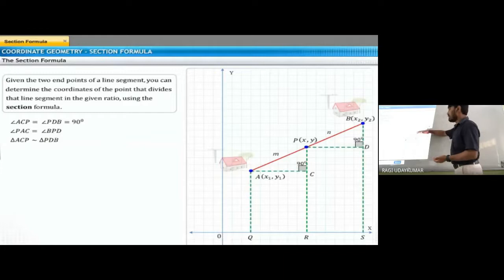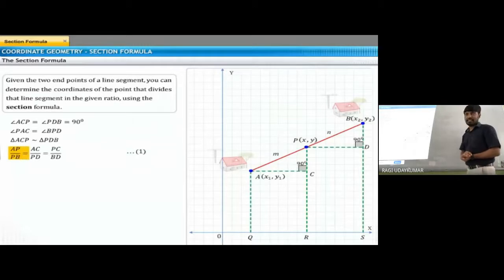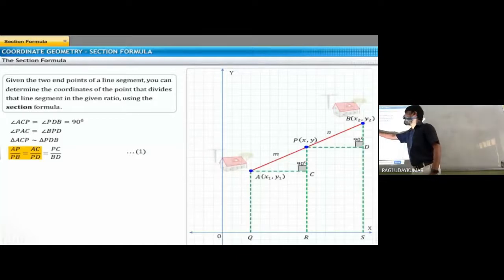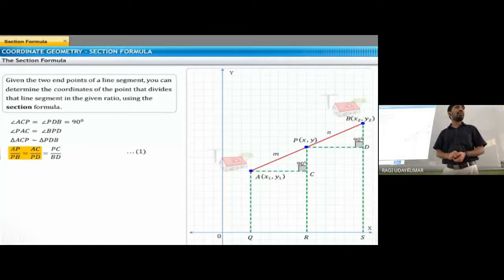Why? Because these two lines are parallel, and these two angles will become corresponding angles. Angle PAC is equal to angle BPD. Why will it be equal? Because these two lines are perpendicular and these two lines are parallel.